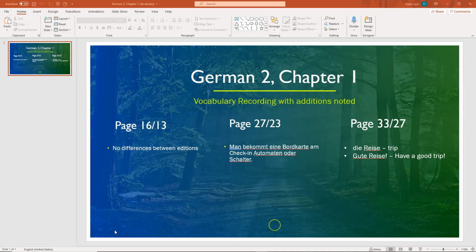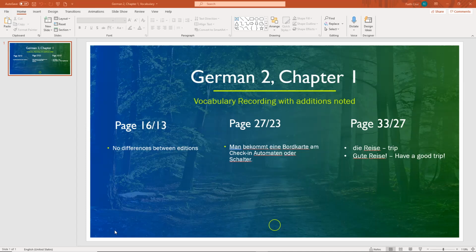Reisepass, Reisetasche, Rollen, Rucksack, S-Bahn, schwer, Tasche, taxi. And because taxi is a borrowed in word, it very conveniently makes its plural with S. 1 taxi, 2 taxis. That's very nice.